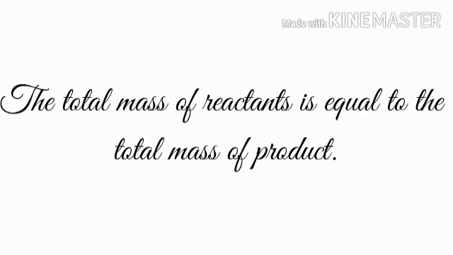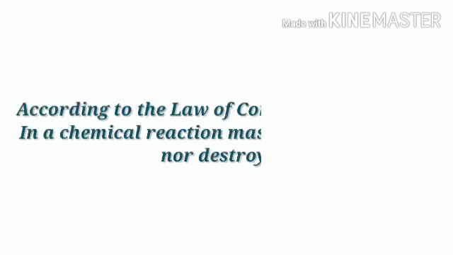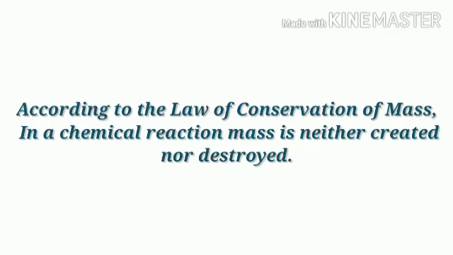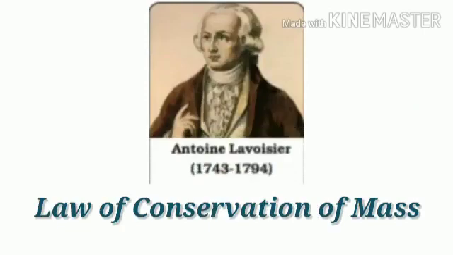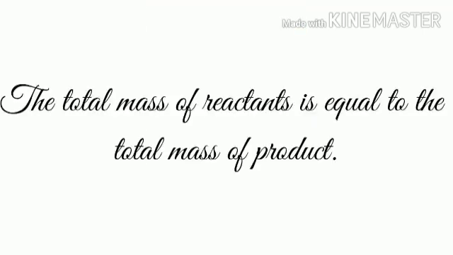Am I right? According to the law of conservation of mass, in a chemical reaction, the mass is neither created nor destroyed. Actually, it is conserved. This law was put forward by the scientist Antoine Lavoisier. If the total mass of reactants is equal to the total mass of the products, then the total number of atoms of each element on the reactant side and the product side will be equal, aren't they?